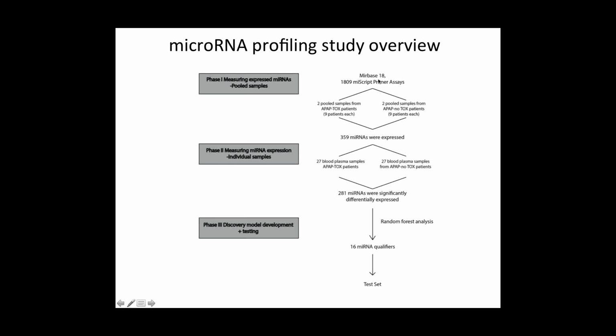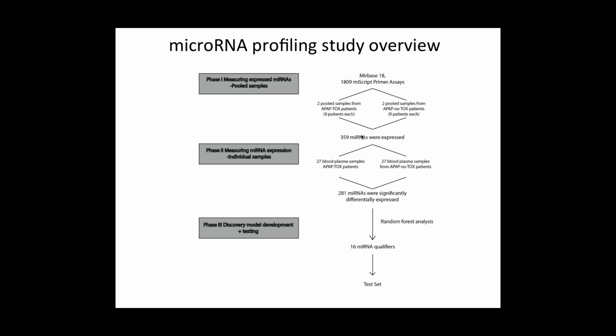We started with miRBase 18, so we assayed 1,809 different microRNAs. We started by pooling samples, so we had two pools of samples. We had patients who had acetaminophen-induced toxicity and patients who didn't have toxicity, pooled together, and the first question for phase 1 was which microRNAs are present in these samples. The expression revealed 350 microRNAs that were expressed either in toxicity or with no toxicity or both. Expression being defined as a CT value less than 35.